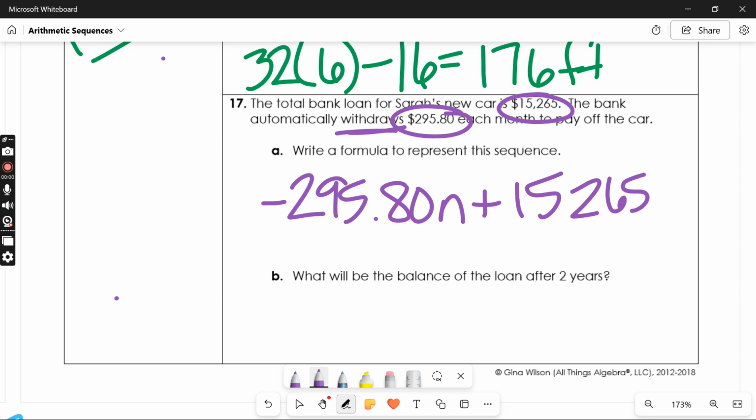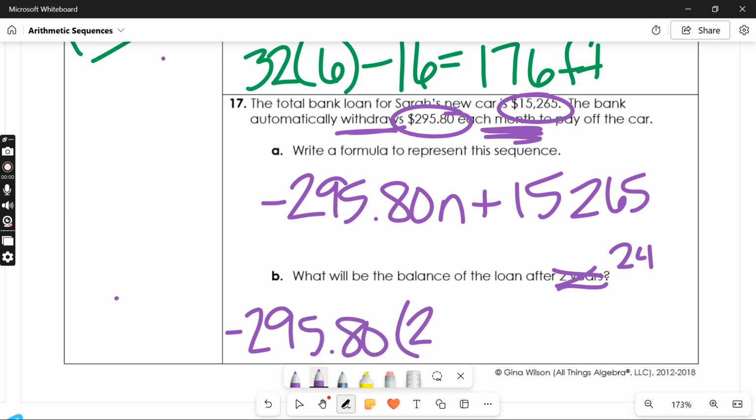What is the balance after 2 years? Okay, well, this is not in years, this is in months. So be careful, we don't want to use years. How many months are in 2 years? 24. Okay, so what we're going to do is plug in 24 to that. So we're going to do negative 295.80 times 24 plus 15,265.